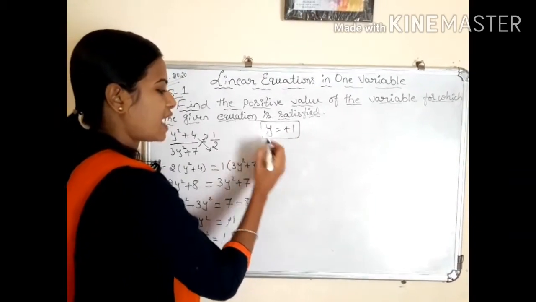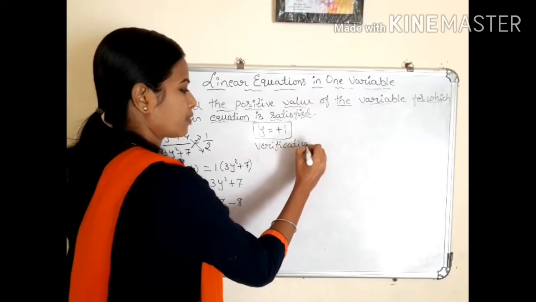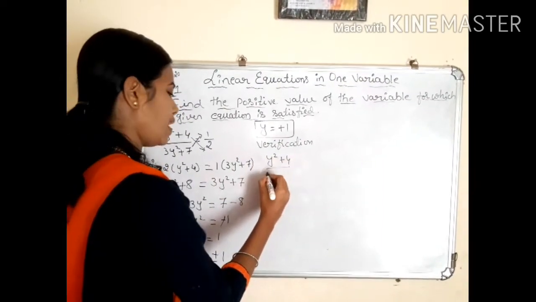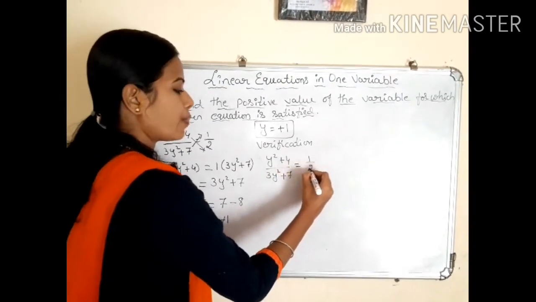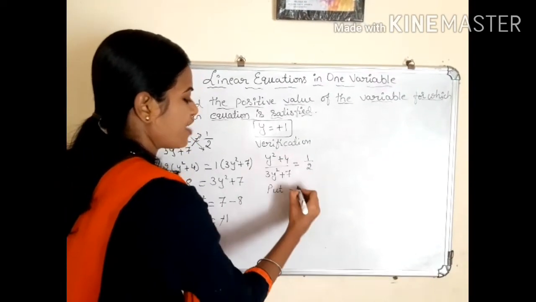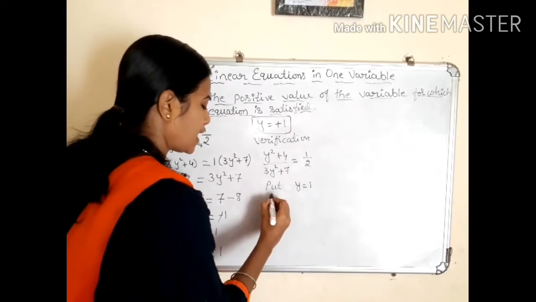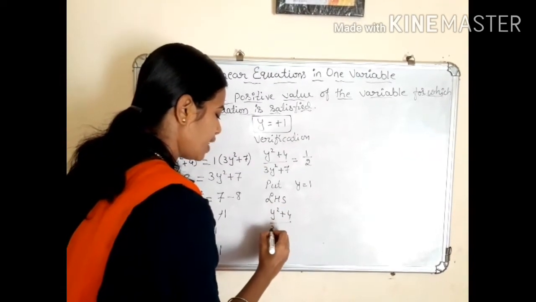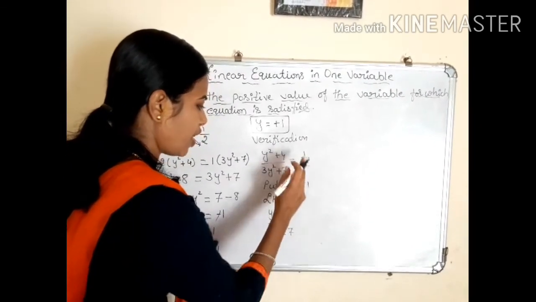You have to verify this answer. Write down verification. In verification, write down the question: (y² + 4)/(3y² + 7) = 1/2. Put the y value: put y equals 1 by considering the LHS. (y² + 4)/(3y² + 7). Wherever y is there, you have to write 1.